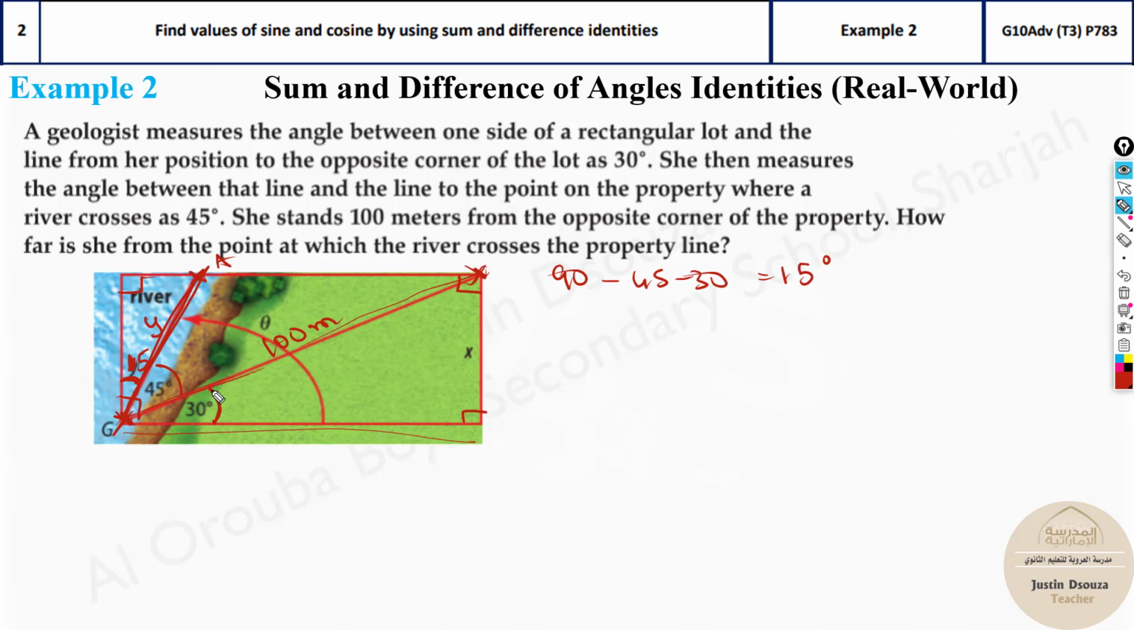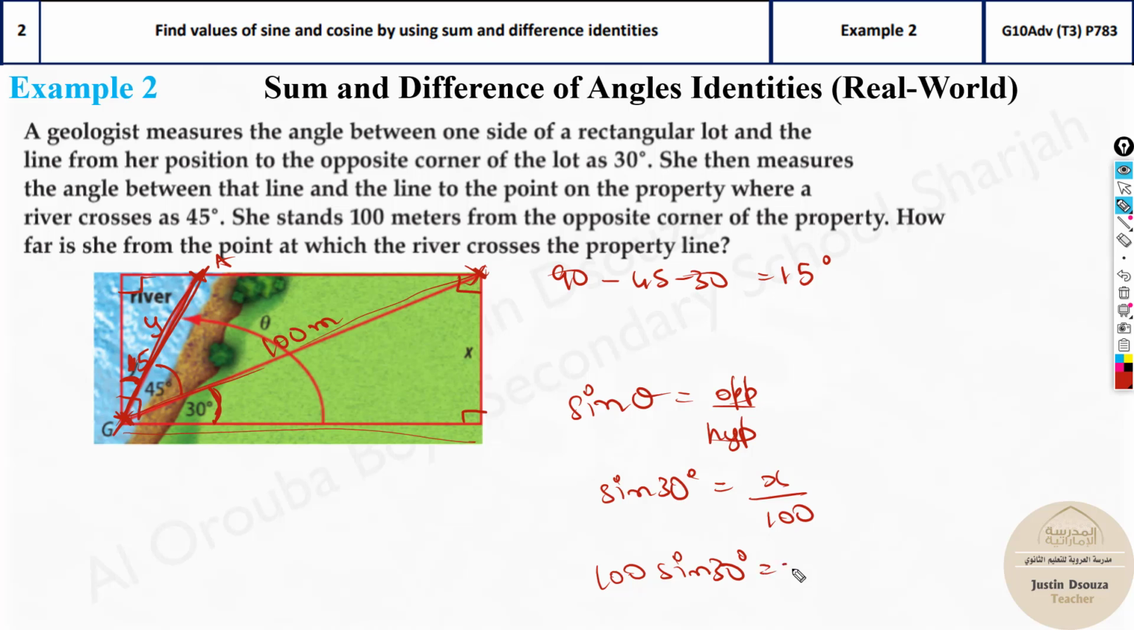Which function connects this hypotenuse and this angle? It's sine theta, and the opposite side. Sine theta is opposite by hypotenuse, isn't it? So I will put sine of 30 degrees is equal to opposite, which is x, by 100. Now solve for x: take the 100 to the other side, so 100 sine 30 degrees equals x.